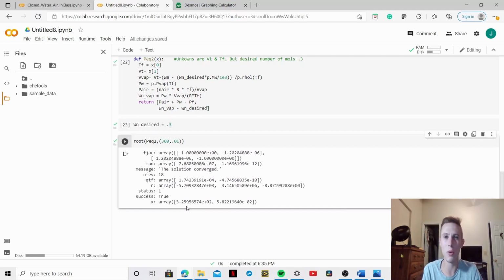All right, thank you so much for watching this example of how to solve for the total volume and the final temperature in two different equations.